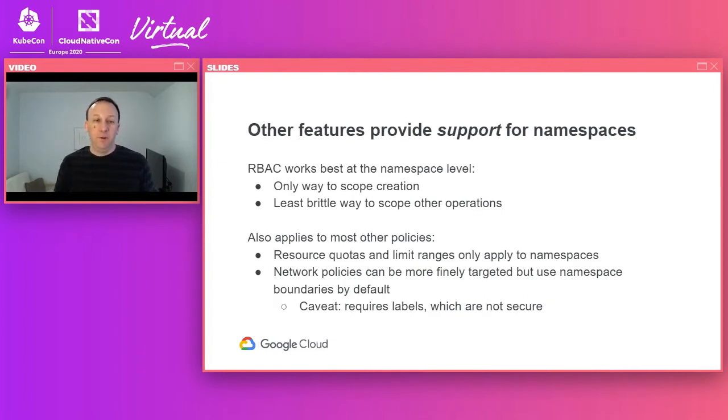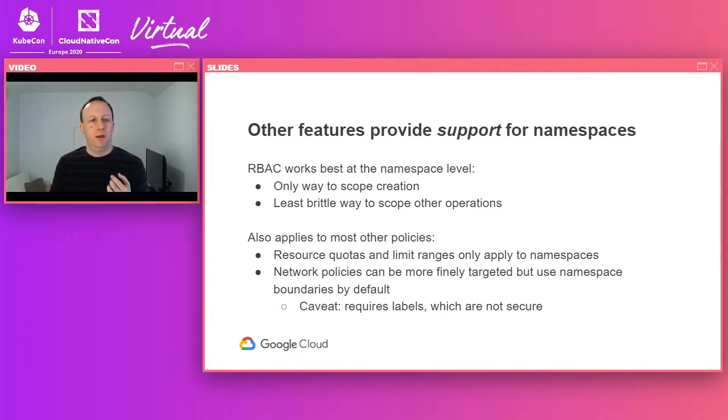Moving on, there are many other features which work best with namespaces, even though technically you don't always need them. So for example, RBAC works really well at the namespace level. It is the only way that I'm aware of to scope the privilege of creating new objects, unless you want to go to the entire cluster level, I should say. And even if you want to look at other privileges, such as reading objects or updating or deleting objects, in theory, you can use RBAC at the per-object level. But this is quite brittle and doesn't scale very well.